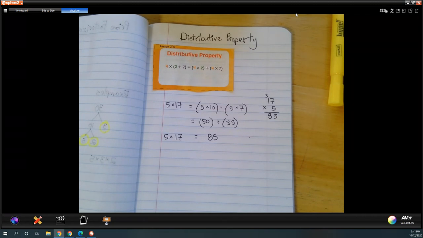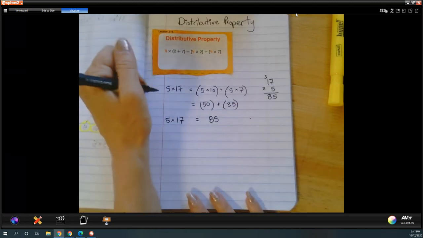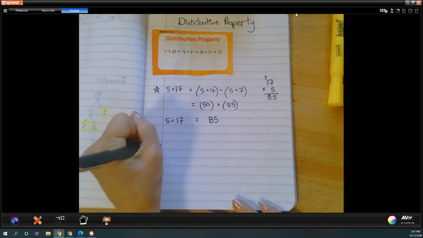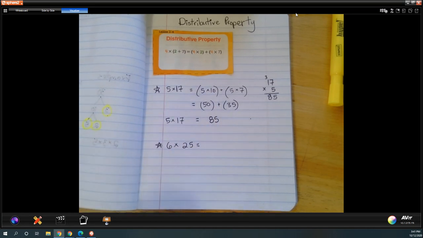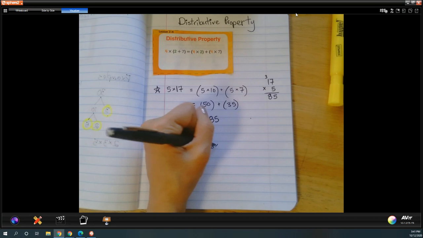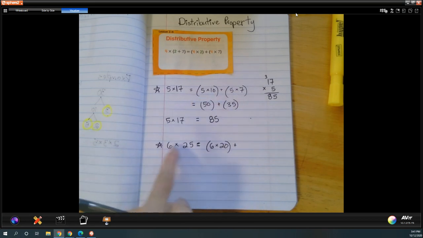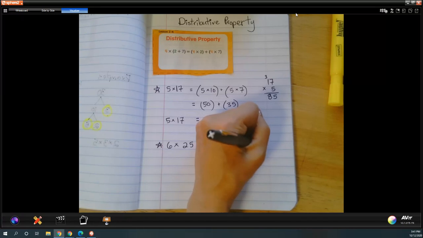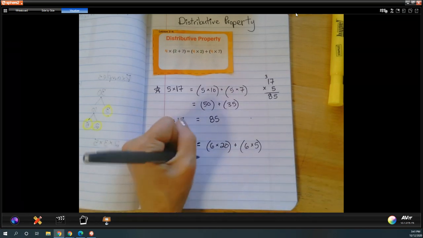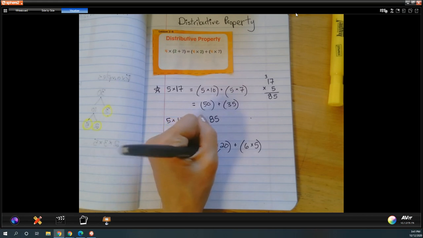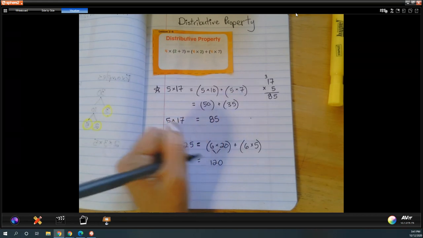Let's do one more example and then we'll do some area models. Next example, 6 times 25. If I rewrite this, I'm taking my 25 and breaking it apart, 20 plus 5. So I can go 6 times 20 plus 6 times 5. Knowing my facts and being able to add my extra zeros comes in really handy because I know that 6 times 2 is 12, and I'm going to add in this 0 for 120.